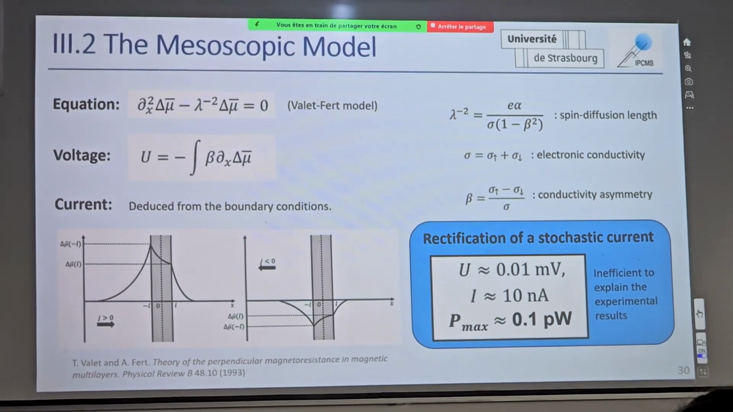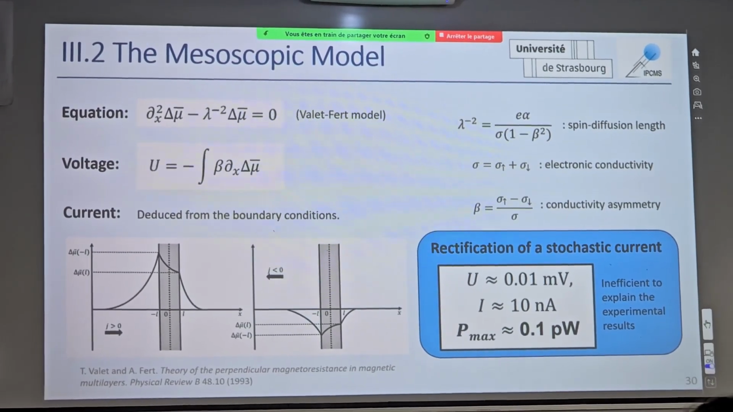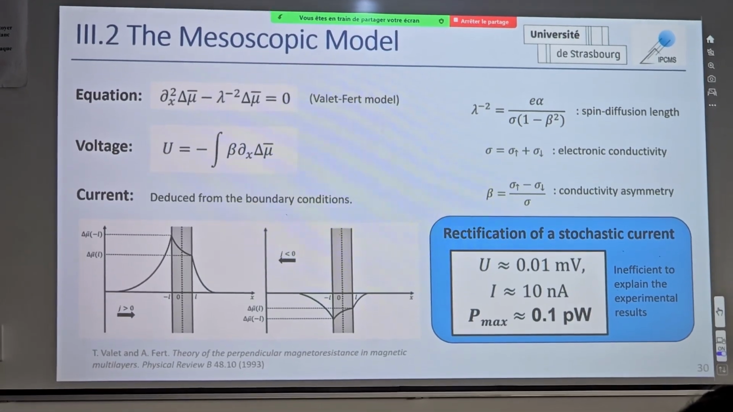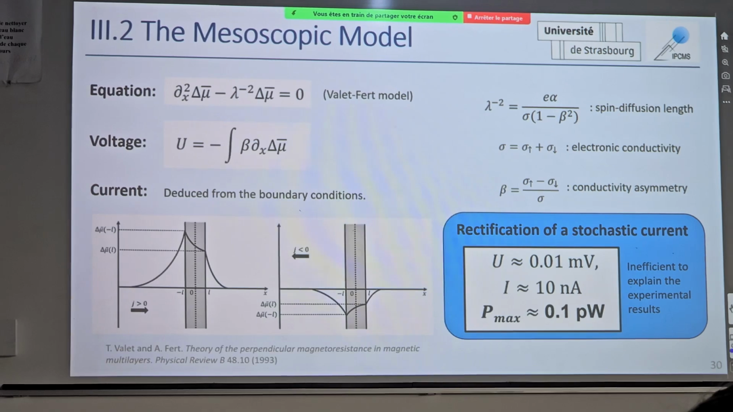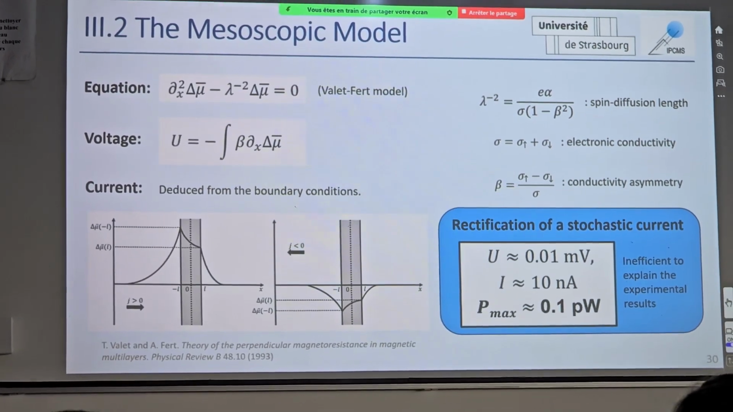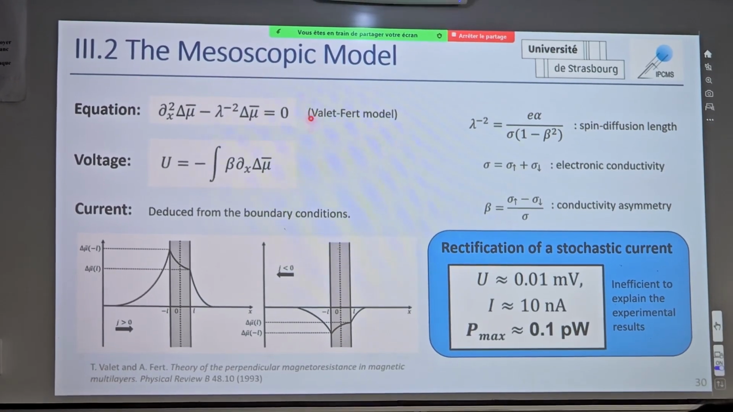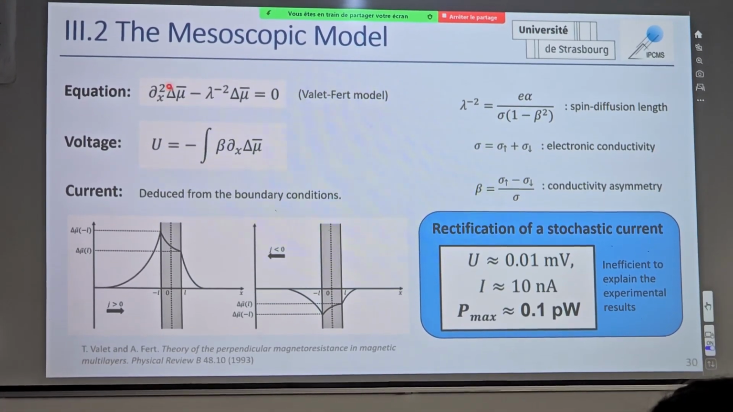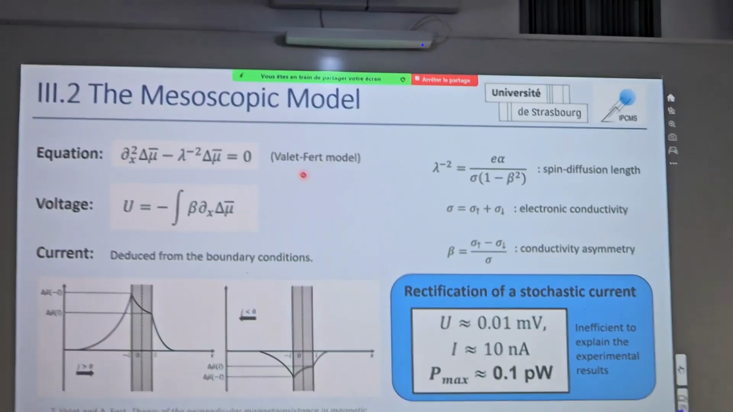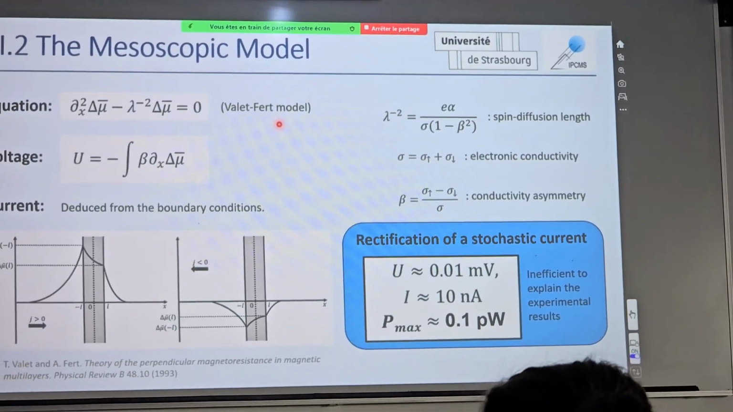And so the free energy, along with the spin flip mechanism and the conduction transport equations, leads to this canonical equation, which was established in the Valet-Fert model.